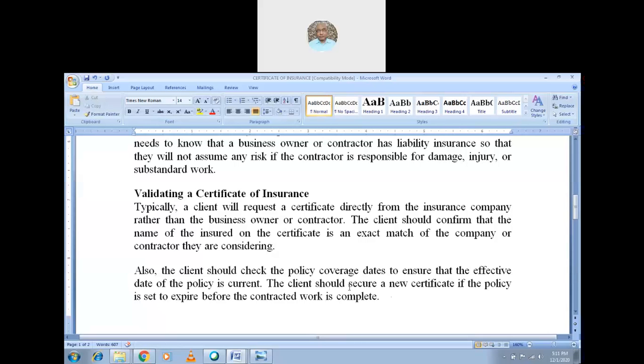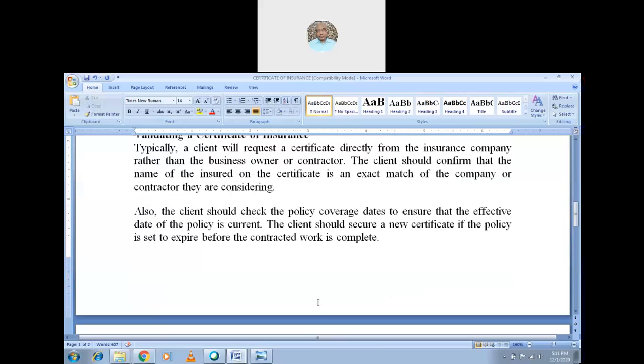Yes, the client should confirm that the name of the insured on the certificate is an exact match of the company. The name of the insured should be exactly what is given in the name on the certification.